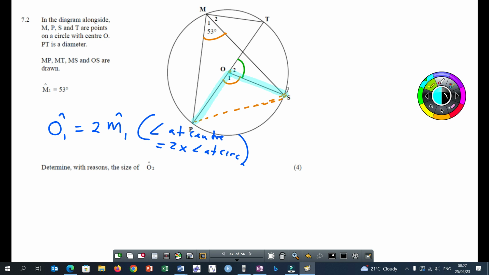Are you following that? Because you are going to hear me talking a lot about subtended. You need to know what that means. Furthermore, if you look at angle M1, there is this line here, chord MP, which originates from PS. So both angles are subtended by the same chord, or the same arc. Therefore, the angle at the center is 2 times the angle at the circumference.